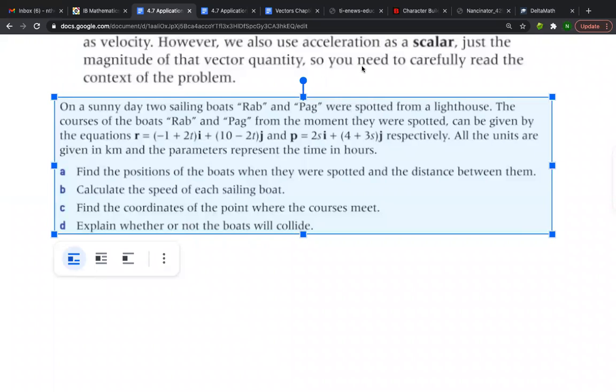Part D, explain whether or not the boats will collide. Based off of the fact where they collide and the times were different. So the point where the paths would have intersected was at (2, 7), but the time for the first one was 1 hour and the other one was an hour and a half. So since the time is different, they will not collide.